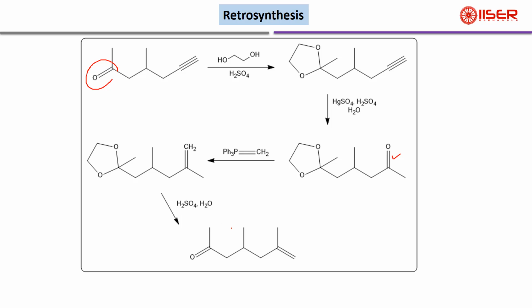So these are the tricks you have to remember. If you protect at a later step, you can't protect it selectively, because the two ketones will be of similar nature. That's why you have to protect it from the first step. So this is the forward synthesis. Whatever forward synthesis I am not drawing, try by yourself. If you have any doubt, you can ask me.